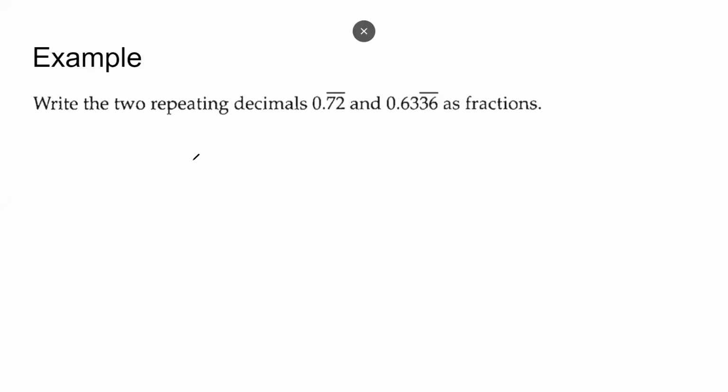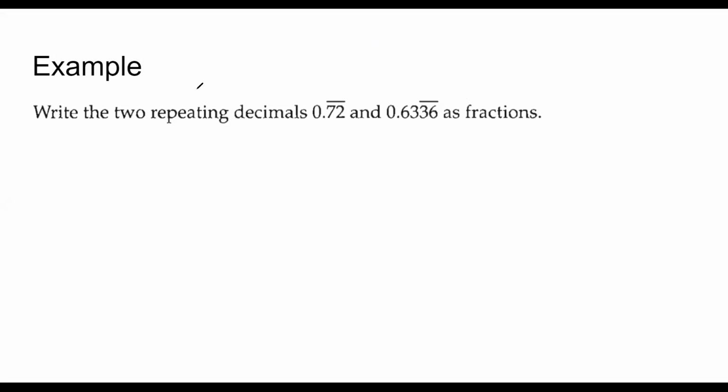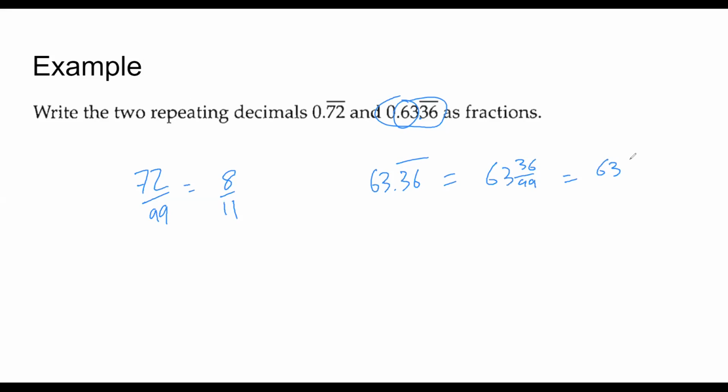Let's do 2 more examples here. So we have the repeating decimal 0.727272, so that's just literally going to be 72/99, and that's going to simplify to 8/11. And then for this one, we multiply by 100 here to get rid of this term in the front. So let's say 63.3636 repeating instead, that's going to be 63 and 36/99, and that's just 63 and 4/11.